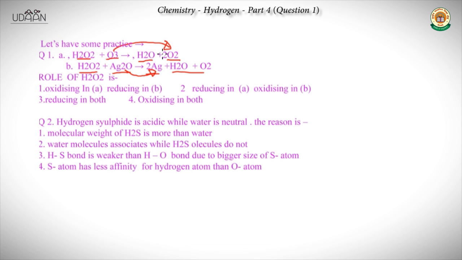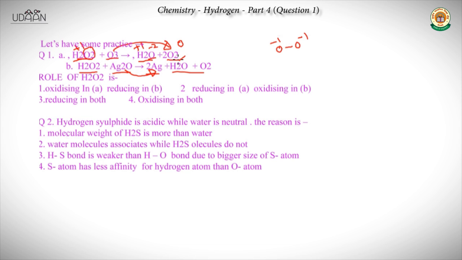Here what is happening is that in H2O2, oxygen is in -1, hydrogen is in +1, and here it is also in +1. So nothing with that, but in O2 we can see that it is in -1, and it is going into -2 here and 0 here. So we can see that oxygen is going in a disproportionation reaction. Okay, and in the second reaction, the Ag2O is reducing to Ag.